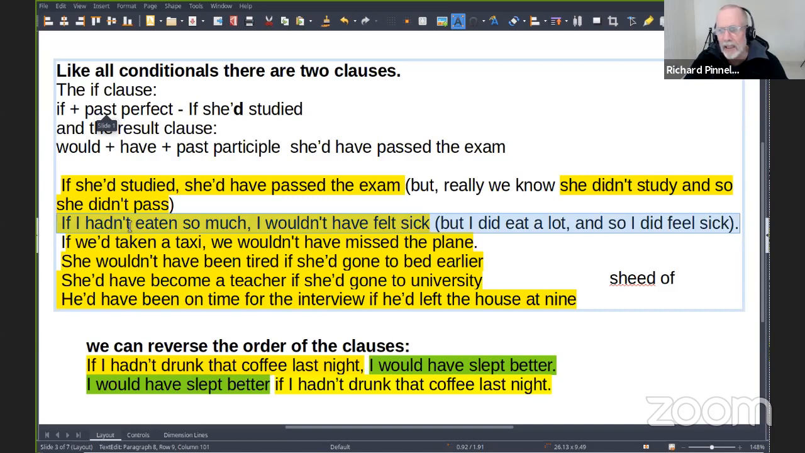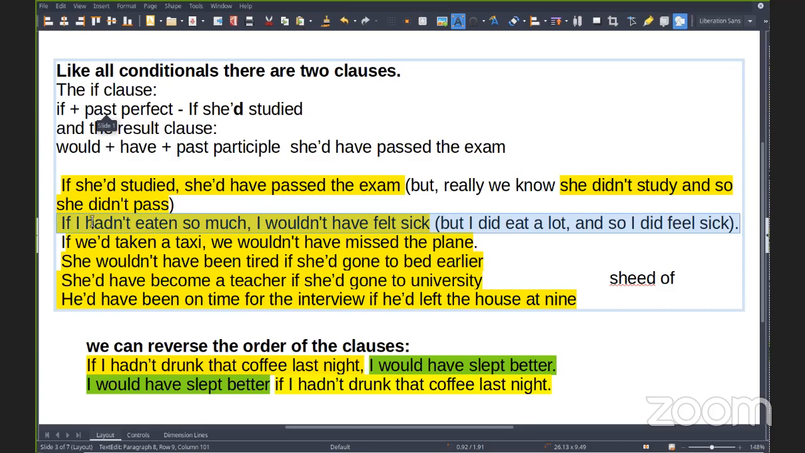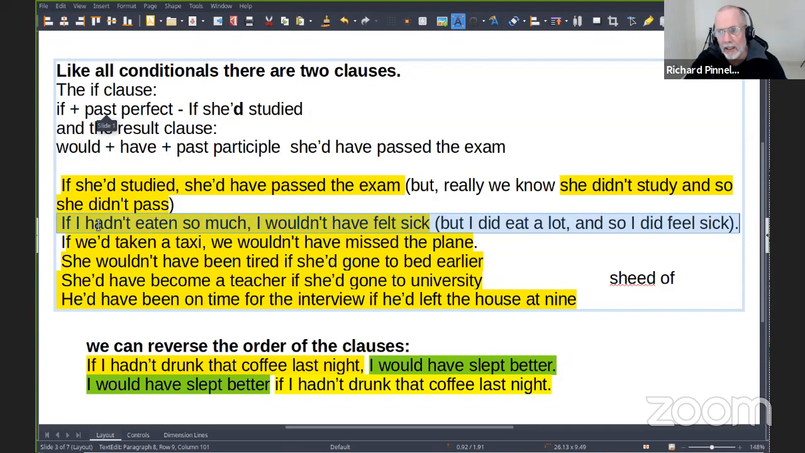If I hadn't eaten so much, I wouldn't have felt sick. Here, this is in the negative. The reality is that I ate a lot of food and I did feel sick. But if I hadn't eaten so much, I wouldn't have felt sick. And we could say the other way around. I wouldn't have felt sick if I hadn't eaten so much.